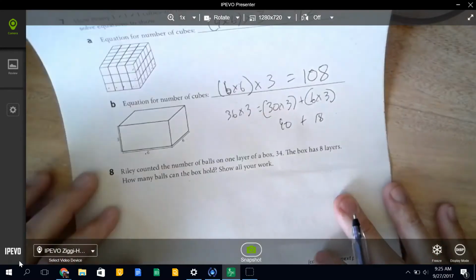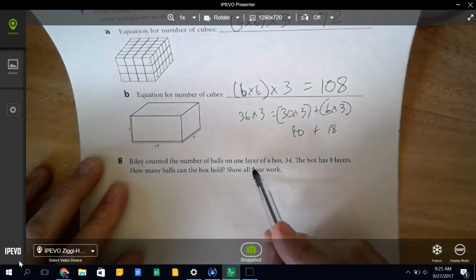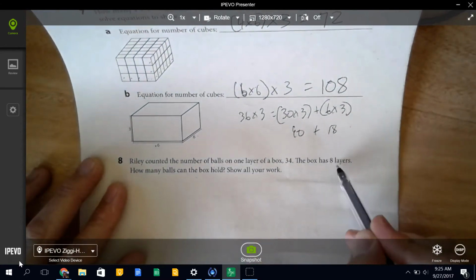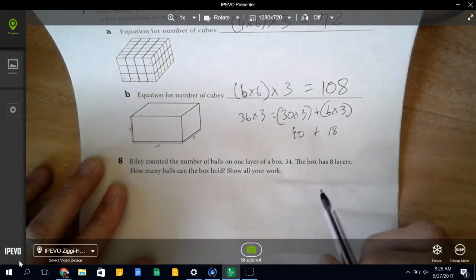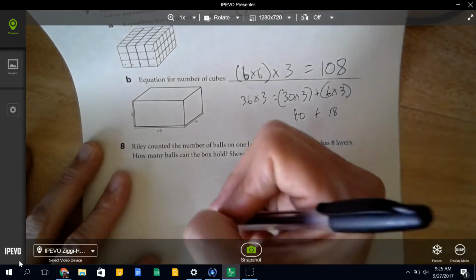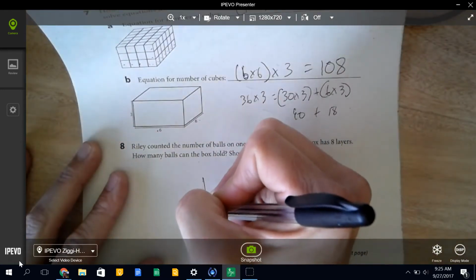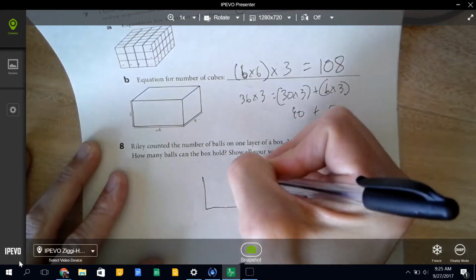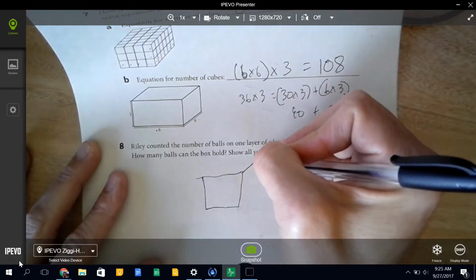All right, last one. Riley counted the number of balls on one layer of a box. He had 34. The box has 8 layers. How many balls can the box hold? Show all your work. So I could look at it like this.